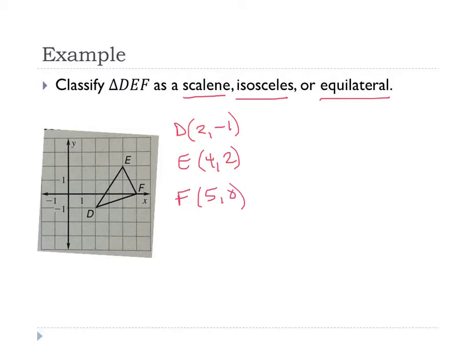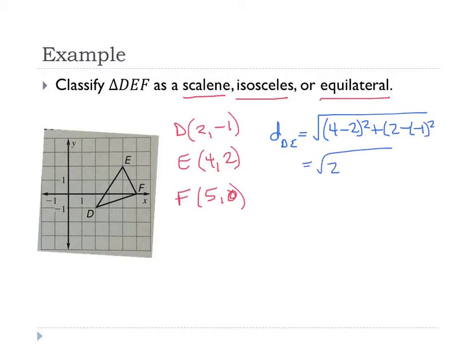And you need to start finding distances. Okay, and you might have to find all three of them before you can say what kind of triangle it is. So let's call the distance from D to E, and I'm going to do 4 minus 2 squared plus 2 minus a negative 1 squared. 2 squared plus 3 squared. So 4 plus 9, 13.